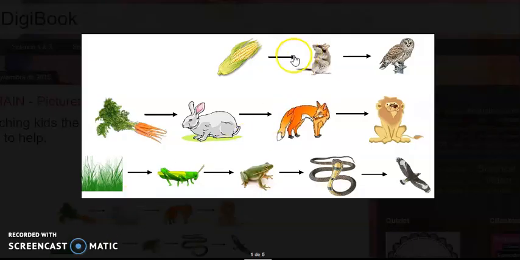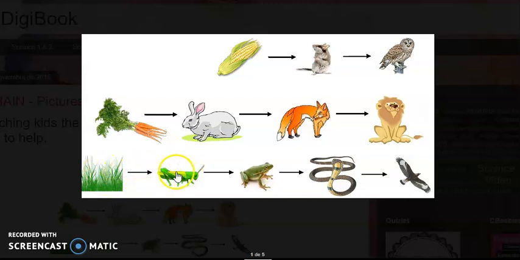So in this food chain here, you can see we start again with the producer, which is the plant, okay? The plant, like this is the maize, and then the arrow points at the rat. So the rat feeds on the maize, and then the owl feeds on the rat, okay? And then we have this other one here. We can see this is a carrot. A carrot is a plant. So the rabbit feeds on the carrot, and then the fox feeds on the rabbit. Then the last one is the lion that feeds on the wolf, okay? And then here we have the grass. So you can see again the grasshopper feeds on the grass.